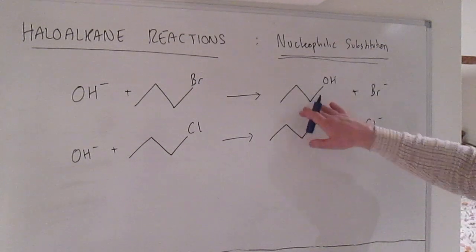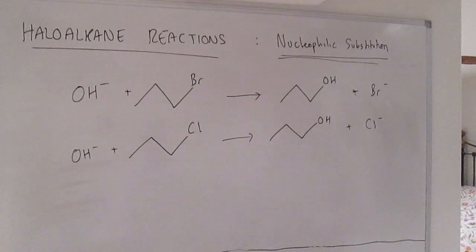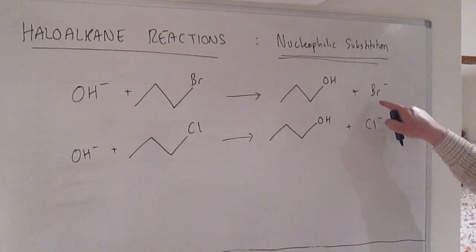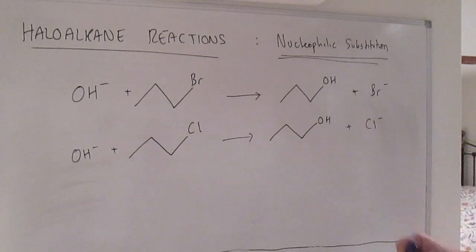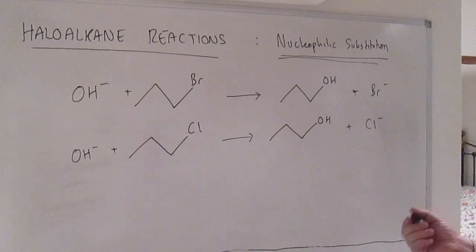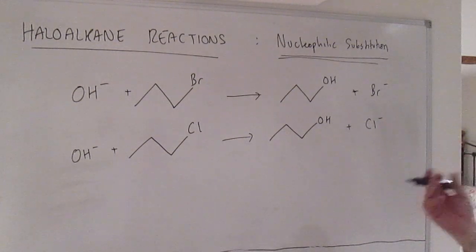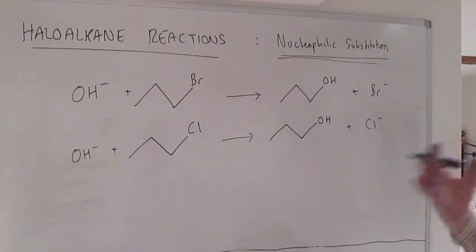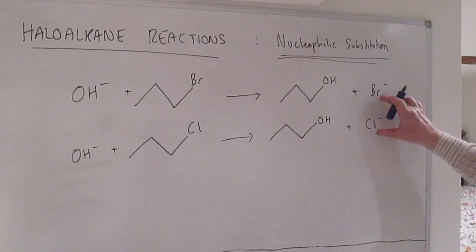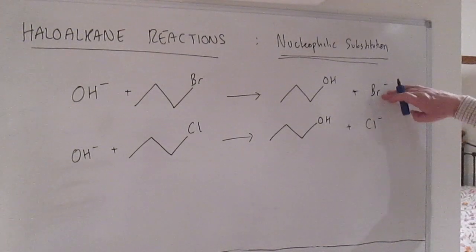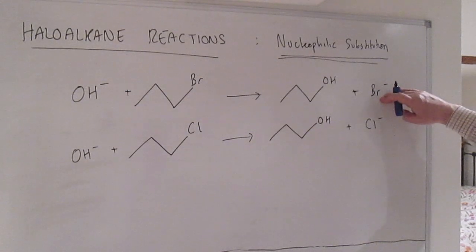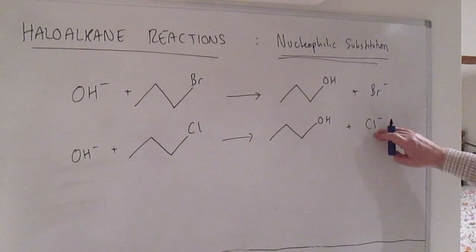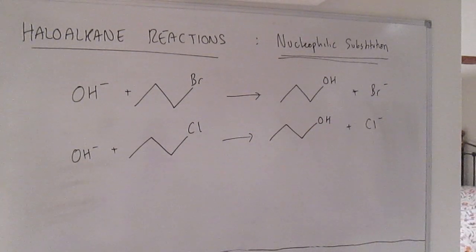This is not particularly easy to detect because it's not coloured or anything, but you already know how to detect these because you've learnt the test for them, which is that if you add silver ions in the form, for example, of aqueous silver nitrate, they precipitate out to give a cream precipitate of silver bromide in that case, or a white precipitate of silver chloride in that case.